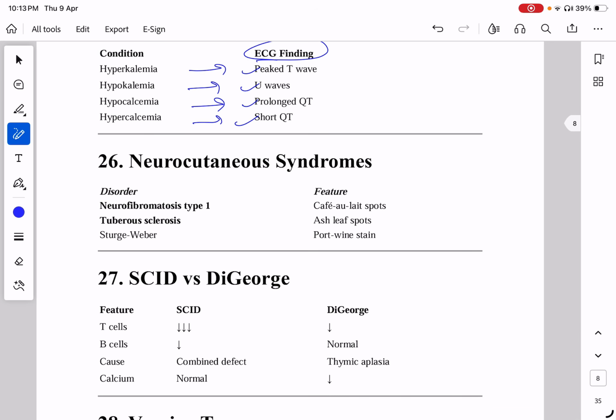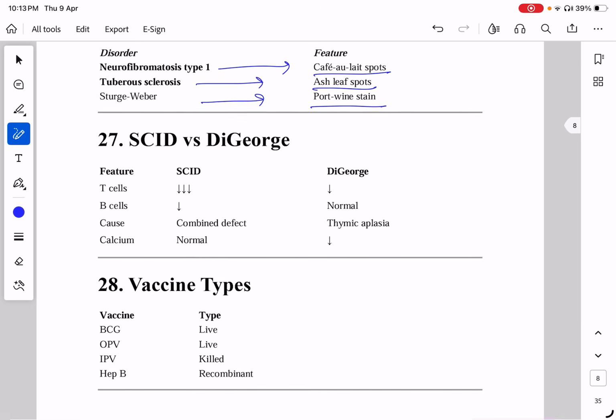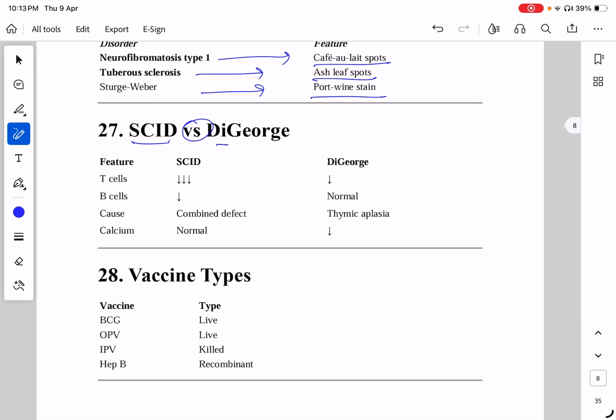Neurocutaneous syndromes: neurofibromatosis type 1, café au lait spots are seen; tuberous sclerosis, ash leaf spots; Sturge-Weber syndrome, port-wine stain. Severe combined immunodeficiency versus DiGeorge syndrome. DiGeorge we have seen yesterday, 22q11 syndrome.